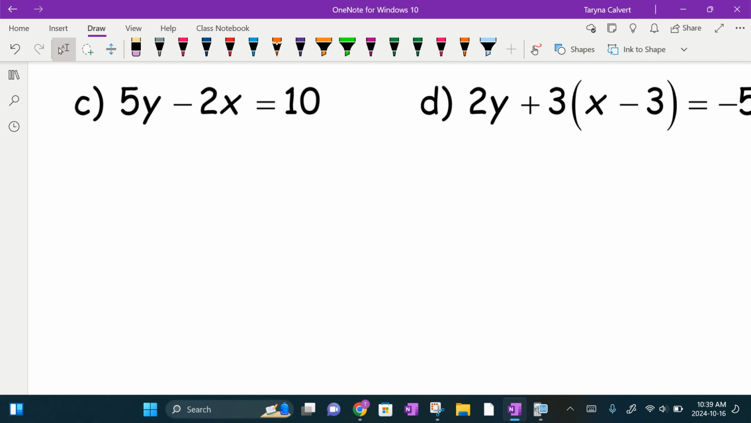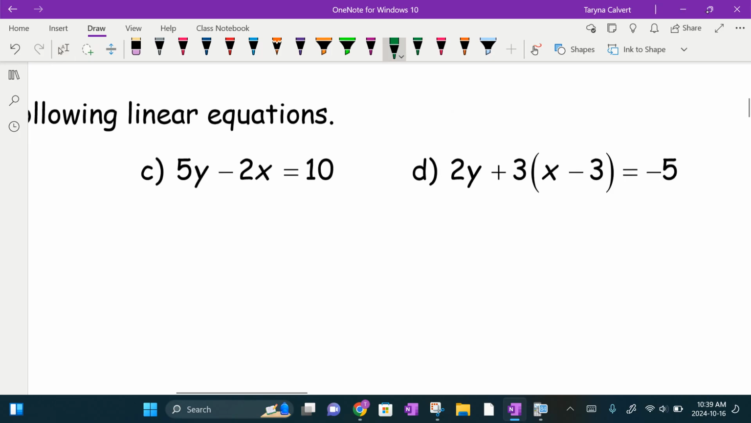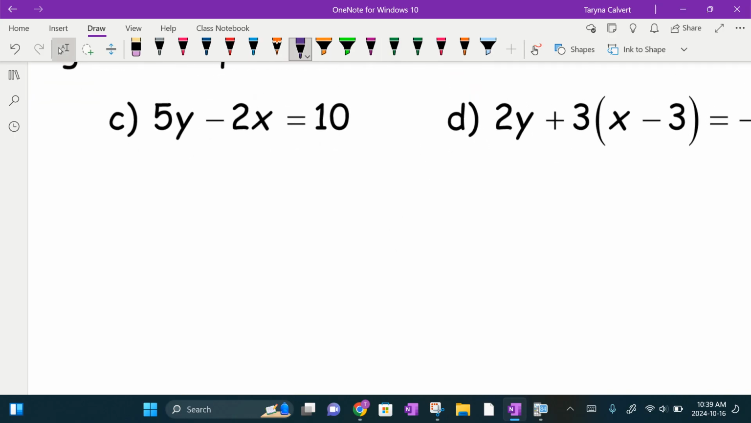Okay? Because again, your goal, guys, is this. So the x term and the constant term have to be on the same side of the equal sign. Are they on the same side of the equal sign right now? No. So we have to do that first. So we have to get rid of the whole term. So if you're moving a whole term, you do opposite operation. So now we have 5y equals 2x plus 10.